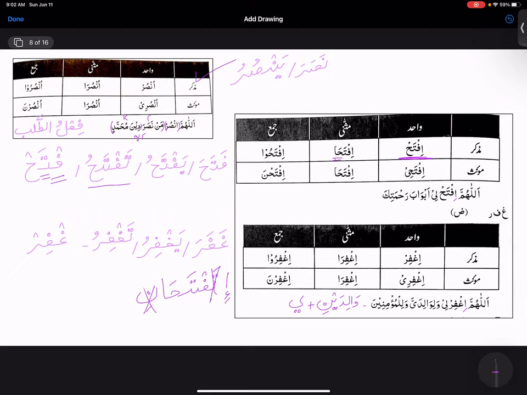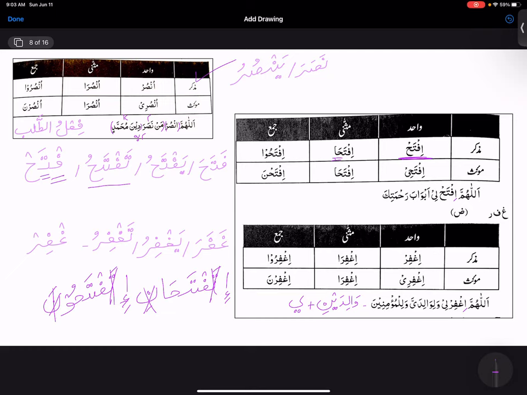And then antum would be taftahuna. Drop this noon, drop this sign of mudariya. Helper alif, taking kasra, and it becomes iftahu. And then iftahi, iftaha, and iftahna.